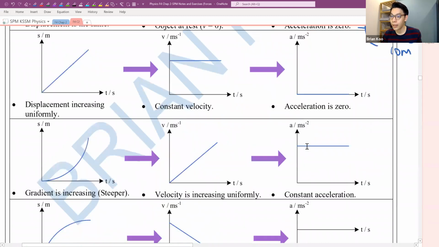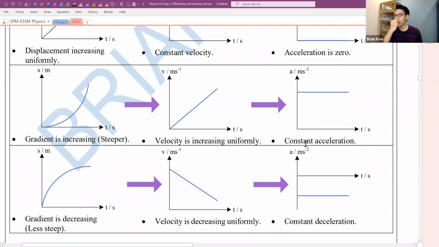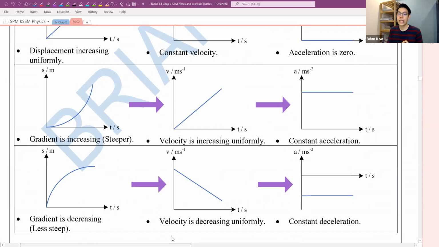Next one. These two are the interesting ones, right? The ones that people get confused about. If you see that your displacement curves like this, I want you guys to see that this part is flatter and this part is steeper. Steeper means sharper, or you can write sharper also. At first it's flat and then it goes up really fast.